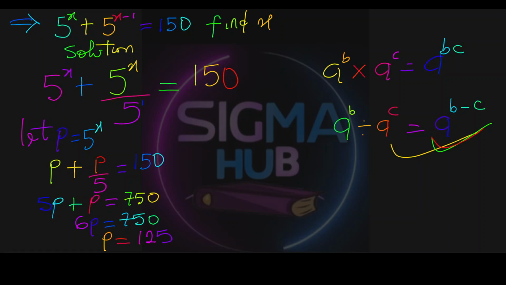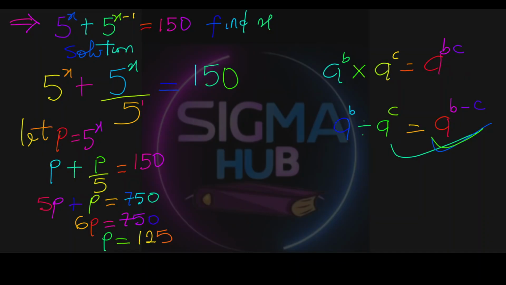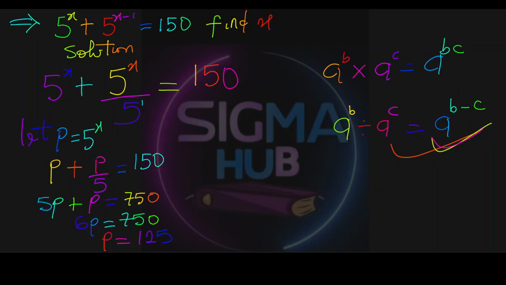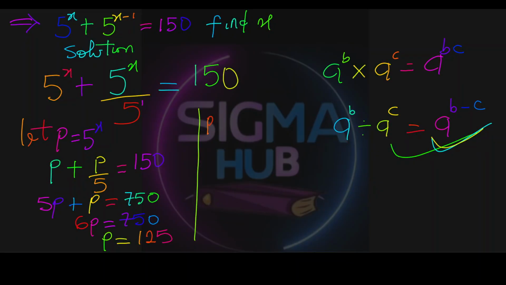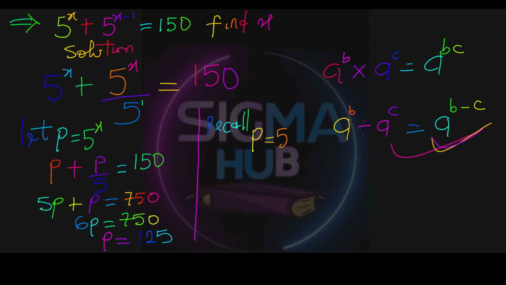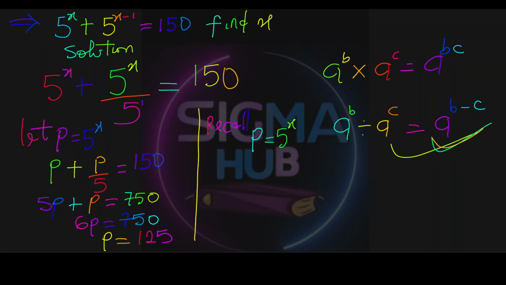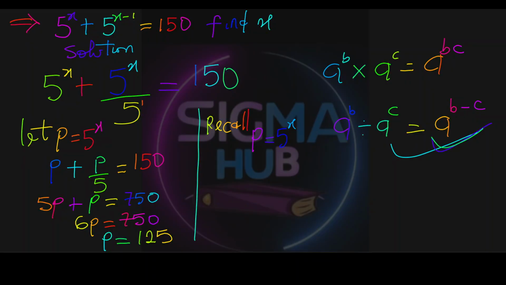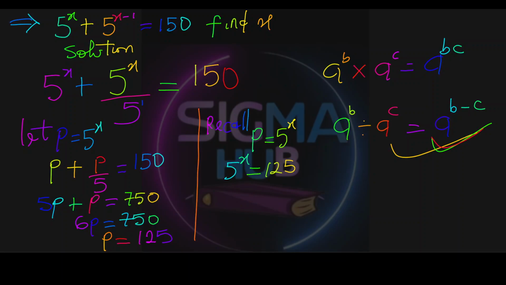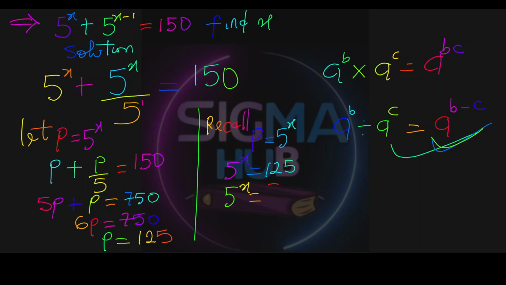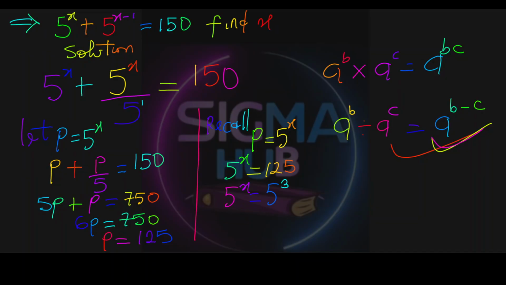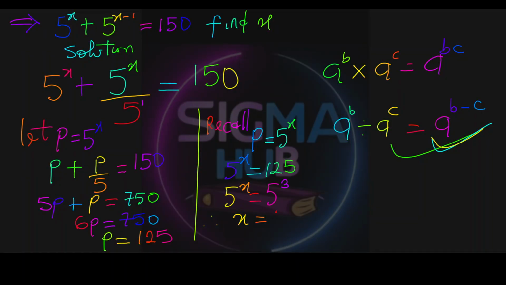And recall that we have already said we should let p equal to 5 raised to the power of x. So we are going to be bringing it back. Recall that p equal to 5 raised to the power of x, and p is also 125. So you can say 5 raised to the power of x equal to 125, so 5 raised to the power of x equal to 5 raised to the power of 3, because 5 raised to the power of 3 is 125. Then equate the power. Therefore, we can say x equal to 3.